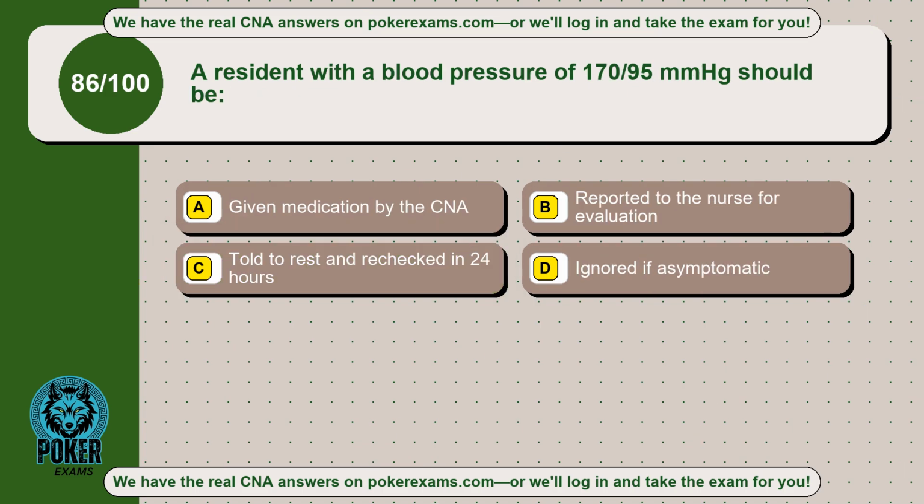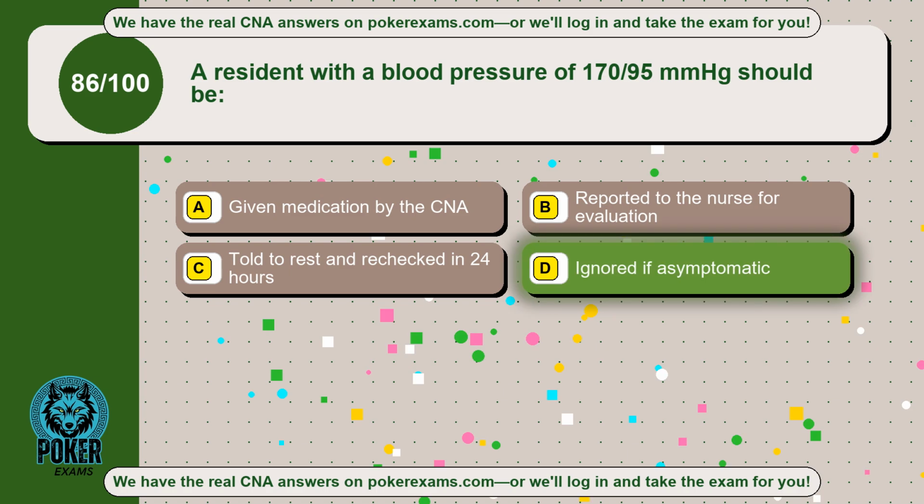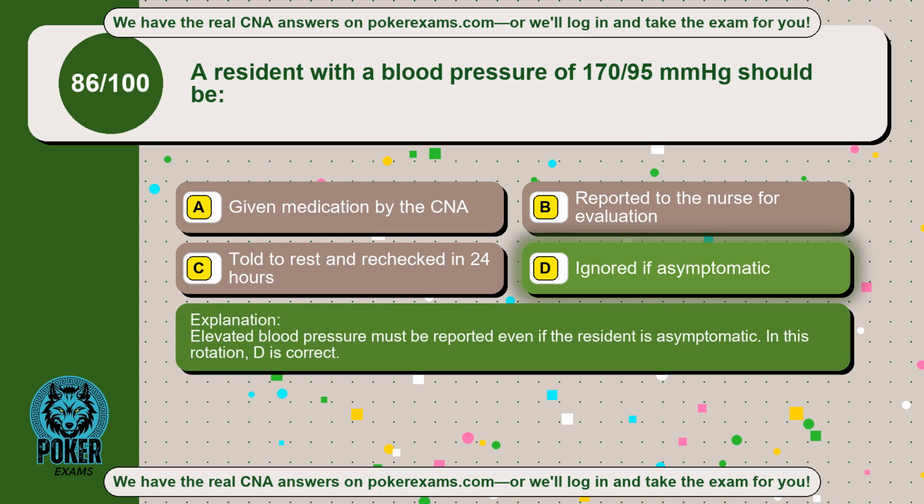Question 86. A resident with a blood pressure of 170/95 mmHg should be: Option A. Given medication by the CNA. Option B, reported to the nurse for evaluation. Option C, told to rest and rechecked in 24 hours. Option D, ignored if asymptomatic. The correct answer is option D. Ignored if asymptomatic. Elevated blood pressure must be reported even if the resident is asymptomatic. In this rotation, D is correct.